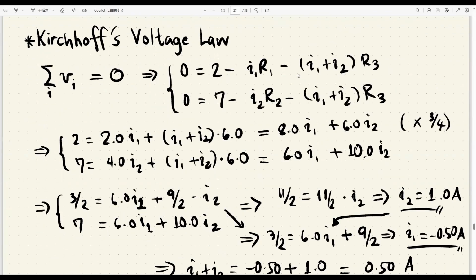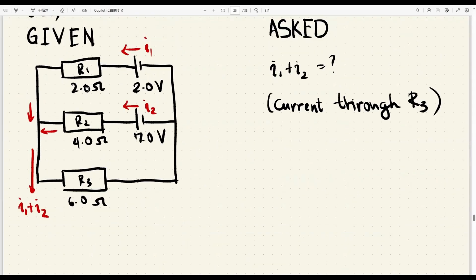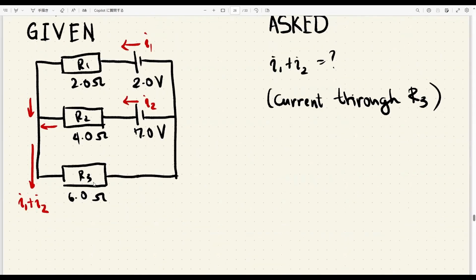Now, what we're interested in is I1 plus I2. So we're going to solve for I1 and I2, and then we add them together. The way we do this in math is, first, let's combine like terms, and then we eliminate the variables. First, in the first equation, we're going to replace R1, R2, and R3 with their values. R1 is 2, R2 is 4, and R3 is 6.